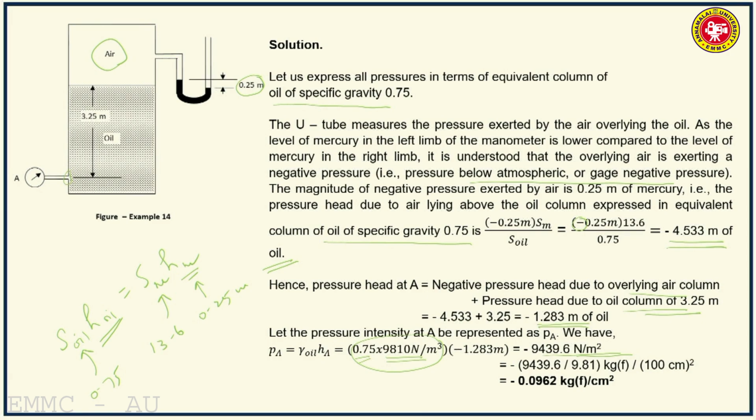Again, if you want to put it in kilogram force per centimeter square, 1 Newton you have to divide by 9.81 in order to get it in kilogram force, and 1 meter square can be expressed as 10,000 centimeter square, so that comes to 0.0962 kilogram force per centimeter square. This minus sign indicates that the pressure is negative. So the pressure at the gauge point A is negative.